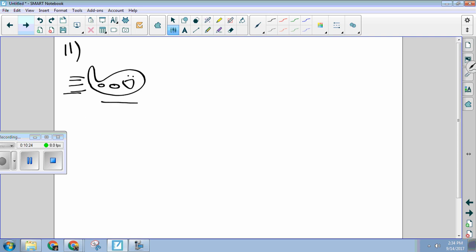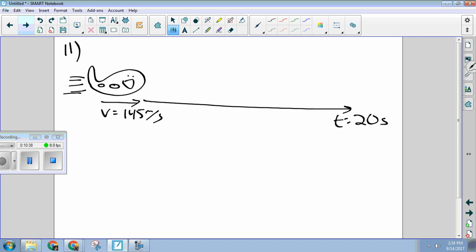All right. It's a very happy little jet. So it's flying at a velocity of 145 meters a second. And then 20 seconds go by. So eventually the jet ends up over here.